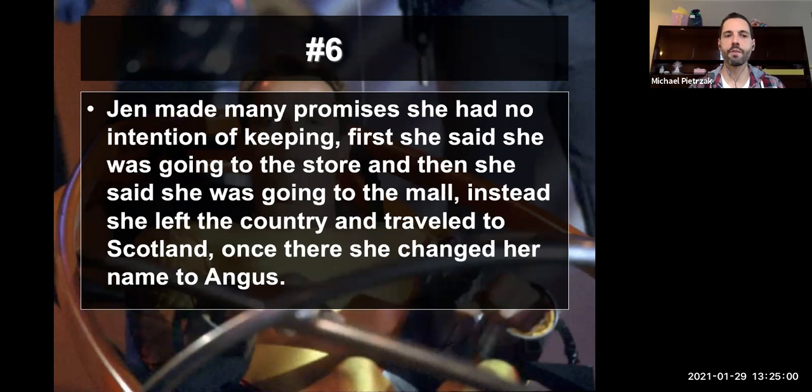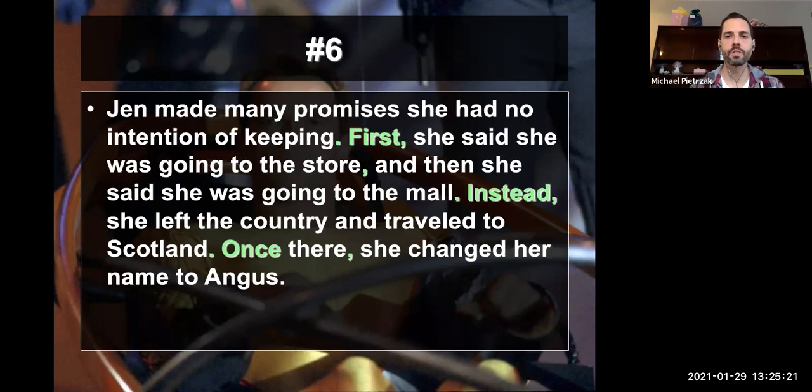Yeah, this one makes me laugh. Jen made many promises she had no intention of keeping. First, she said she was going to the store, and then she said she was going to the mall. Instead, she left the country and traveled to Scotland. Once there, she changed her name to Angus. That's high art. I love it. Okay, so how do you fix it? Let's go on.